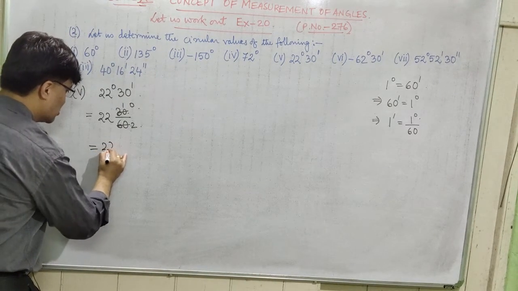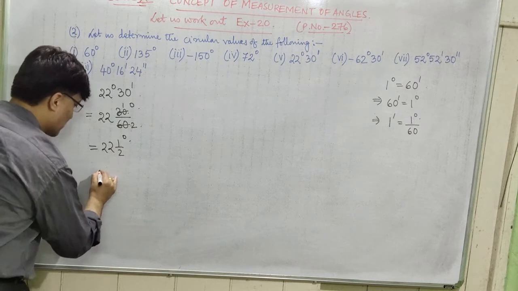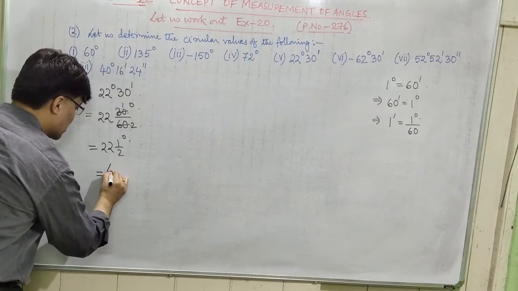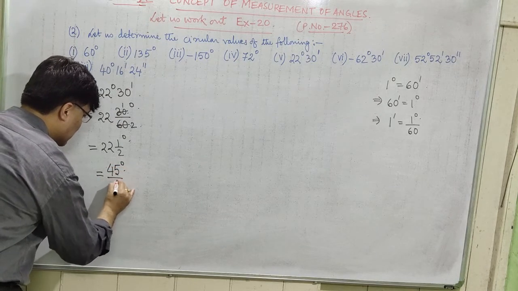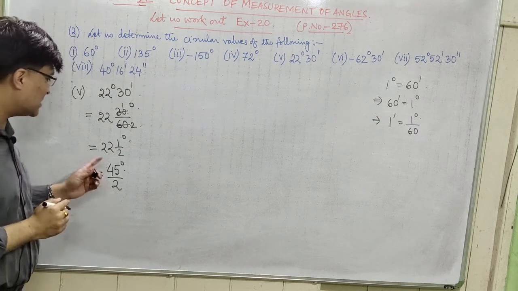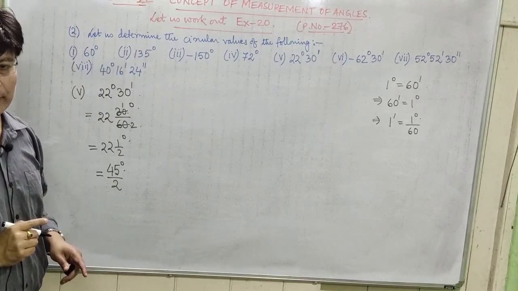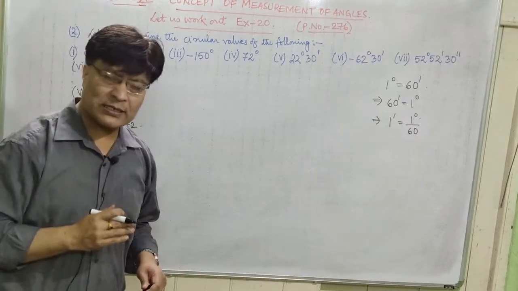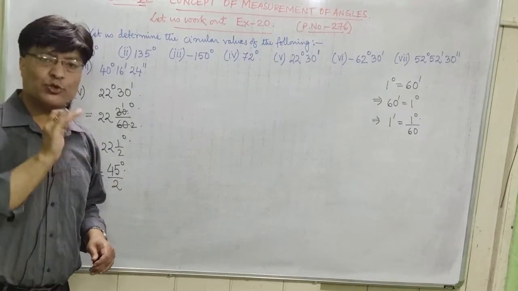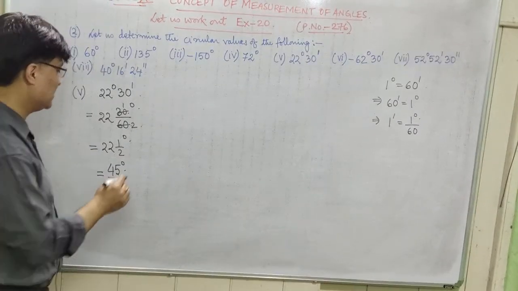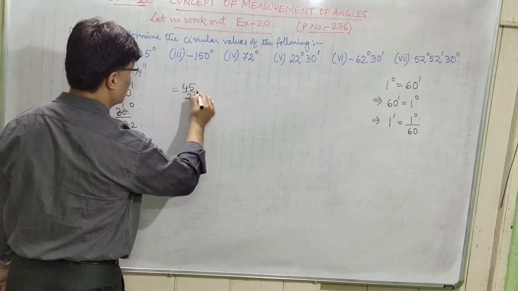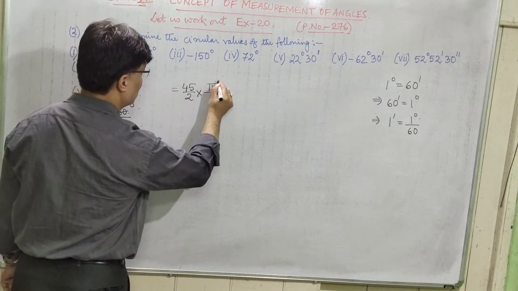So this is 22 and a half degrees, which is equal to 2 into 22, 44 plus 1, so it is 45 degrees divided by 2. Now you can convert this degree into radians. I already told you that when you have to convert degrees into radians, that degree should be multiplied by pi by 180. Okay. So which is equal to 45 by 2 into pi radian divided by 180.